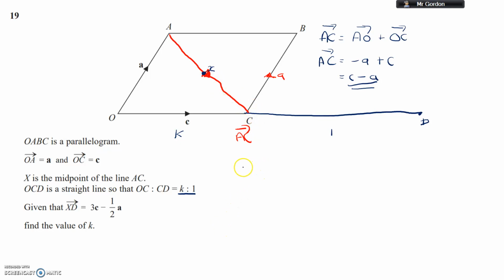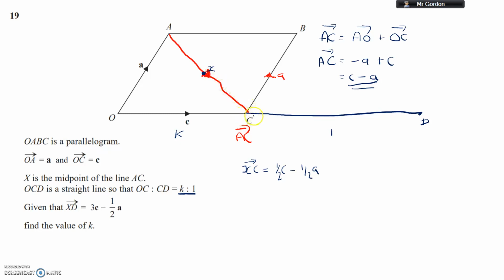So I'm going to make a note of this. From X to C is going to give us a half C minus a half A, because it's half of that red line. Alright, so we know that journey there, that's what we can call it in terms of vectors A and C.